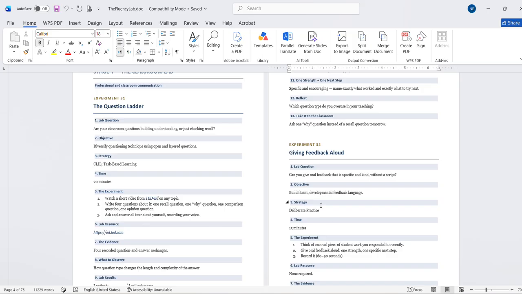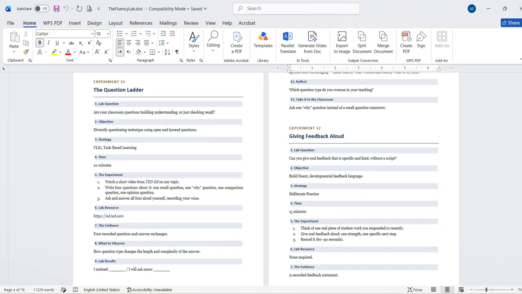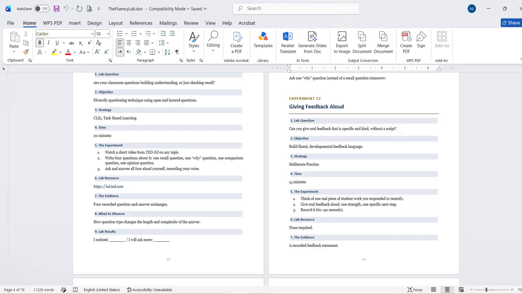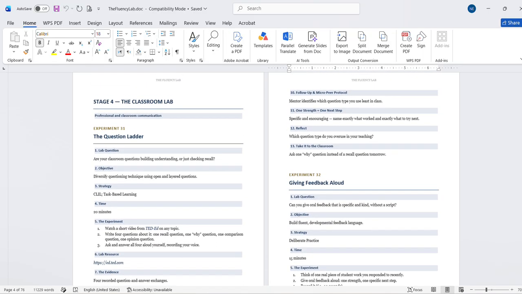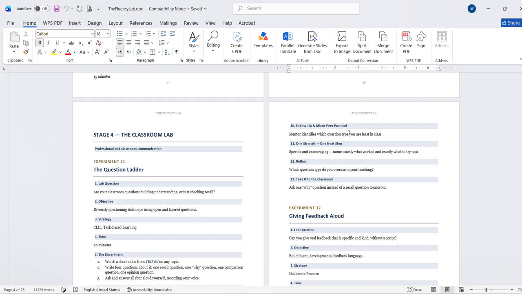And then you have the lab resource, the evidence, what to observe as a mentor or as an English coordinator, and what results you will get, and so on. You have also, if you want to continue, a follow-up and micro peer protocol: one strength, one next step, reflect, and take it to the classroom. After you practice this experiment, what you take to the classroom is: ask one why question instead of a recall question tomorrow. So this is experiment 31.